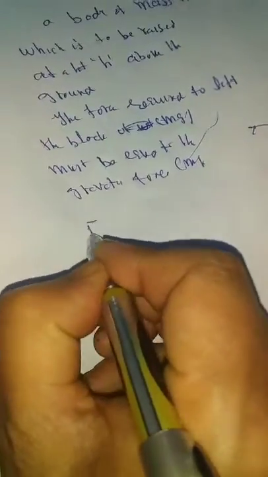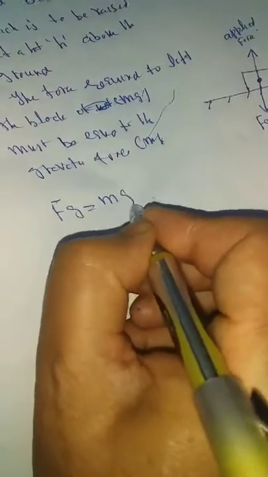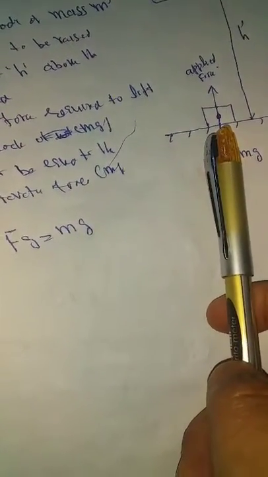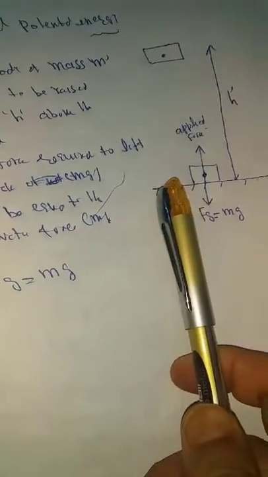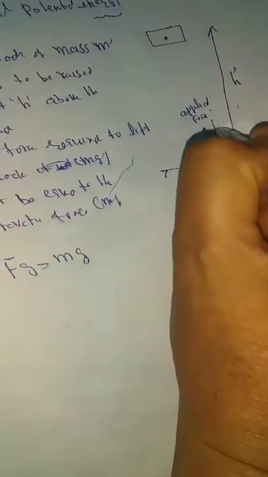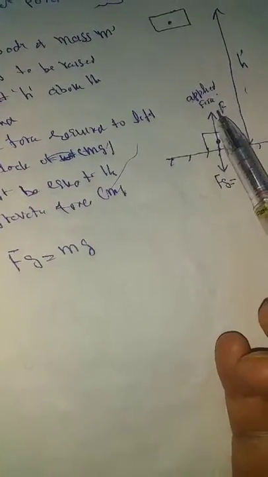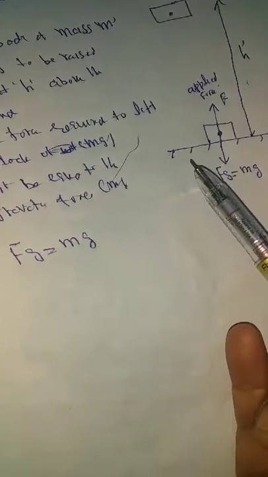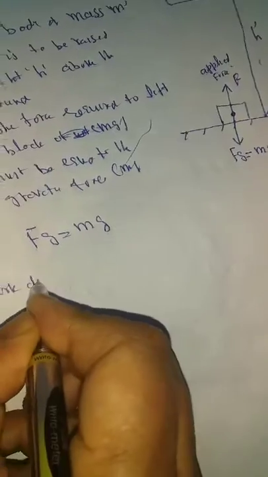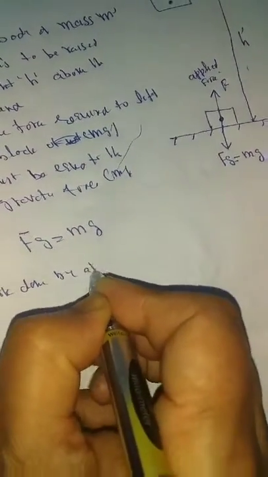So the gravitational force, the force which is acting down, is equal to the weight, which is equal to mg. Work is done by the applied force against the gravitational force. This is the applied force F. I am applying force, I have to raise the body to height h, but I am applying this force against the gravitational force. I hope you have got it. That means work done by the applied force.